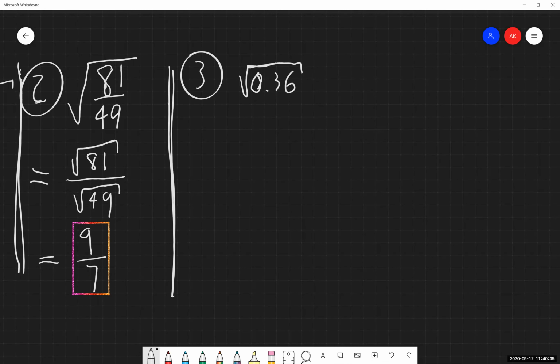I'm going to go in and do the square root of 0.36 in the calculator, because again, it's a bit gross to work with this and try and do it by hand or mentally. I think it's more of a challenge than it needs to be. So our answer is going to be 0.6.